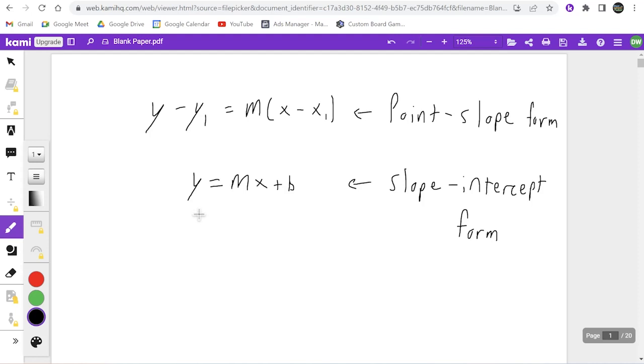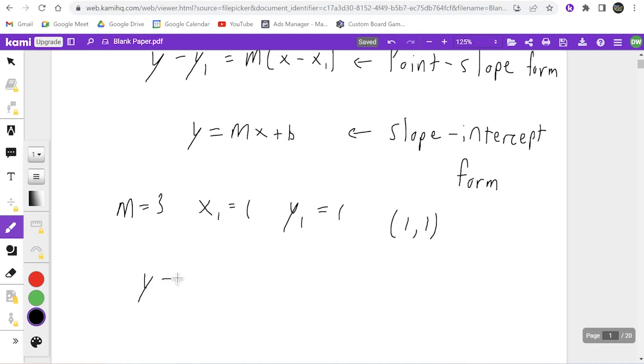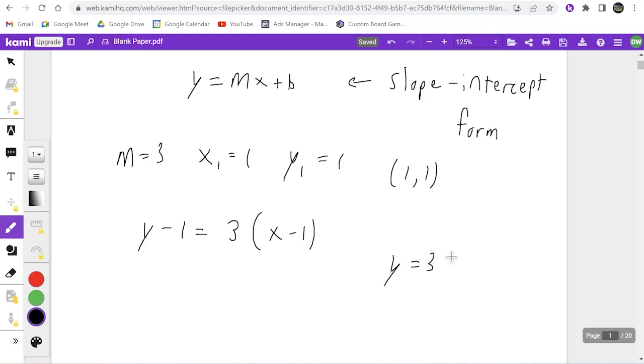Let me prove why. So y minus y1 equals m times x minus x1. In this case, we're saying m is still 3, we're saying x1 is 1, and we're saying y1 is also 1. That's because we had the coordinate point 1 comma 1, remember? So now what I'm saying is y minus 1 equals m, which is 3, times x minus 1. And obviously this looks different than y equals 3x minus 2, but hold on, let me finish.